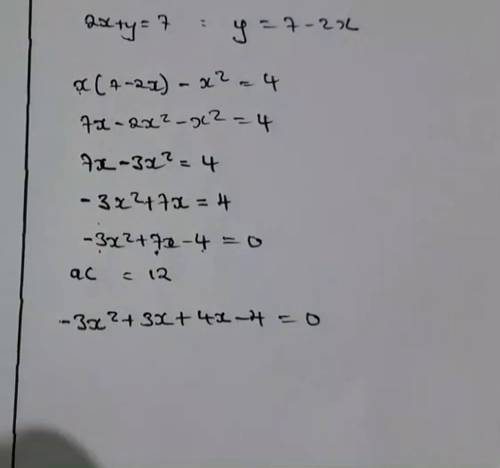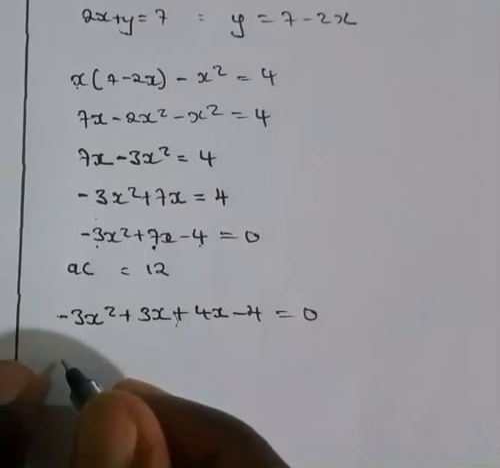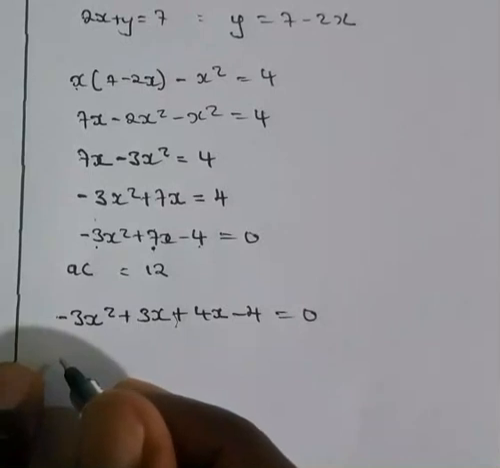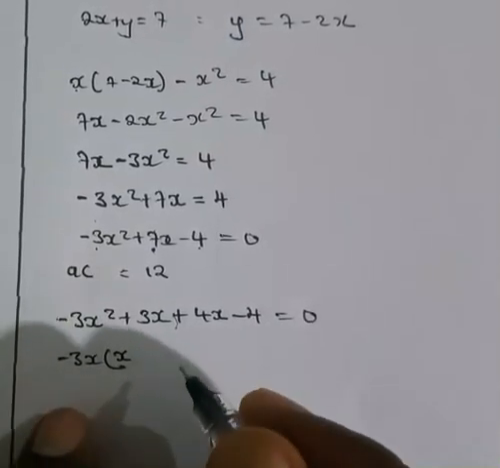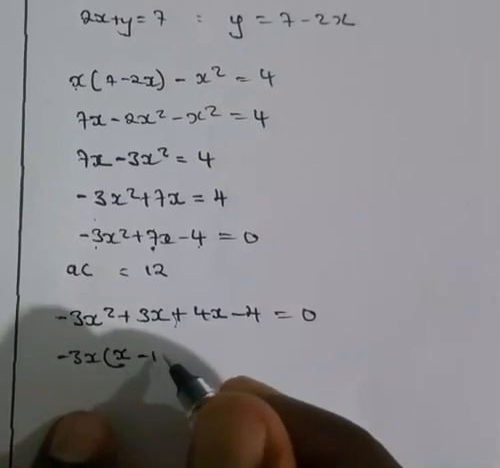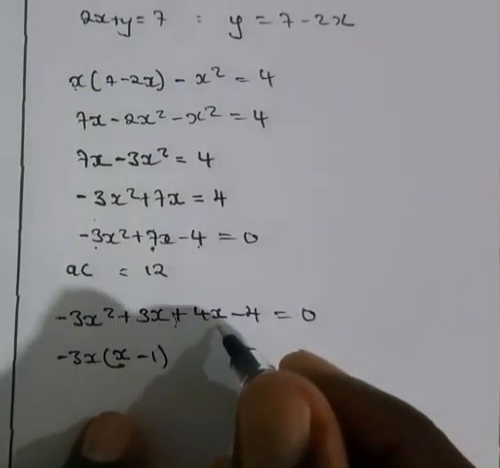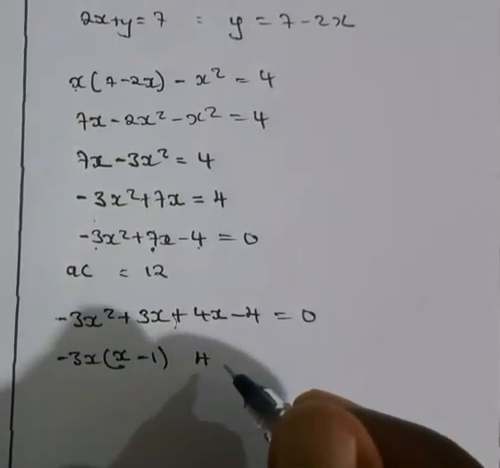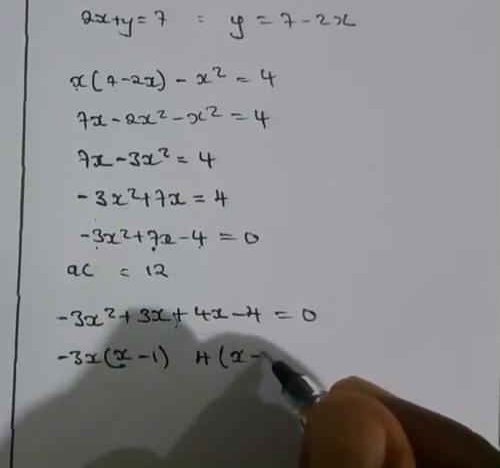Then from here, what do we do? What is common here? What is common is negative 3x. So inside we remain with x, then minus 1. Then what is common here? What is common here is 4. Then inside here we have x minus 1.